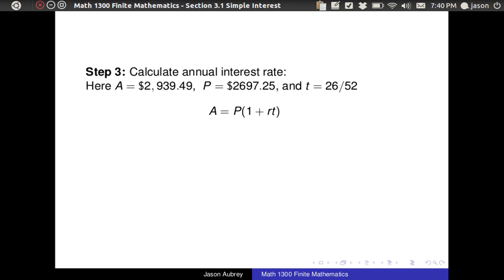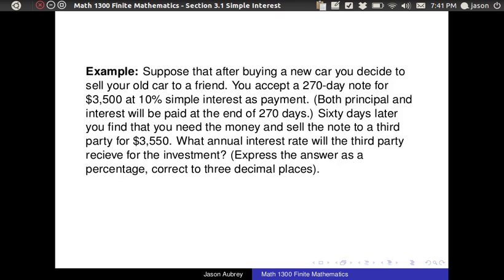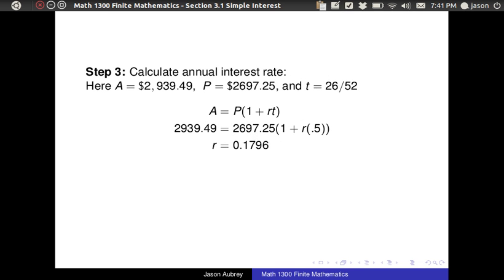Our formula is A equals P times the quantity 1 plus RT. Why are we using that formula? Because we have a total amount given in the problem. Okay, so that's $2,939.49 is equal to $2,697.25 times a quantity 1 plus R times 0.5. R then comes to 0.1796. Okay, so the interest rate from that investment for that investor was 17.96%.